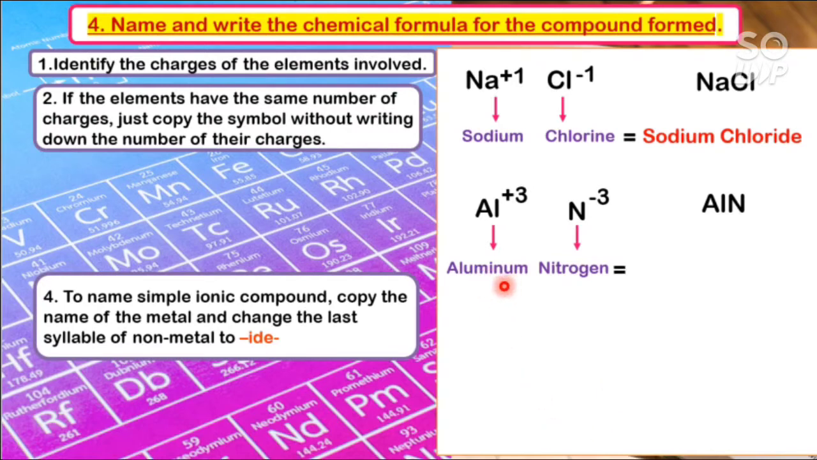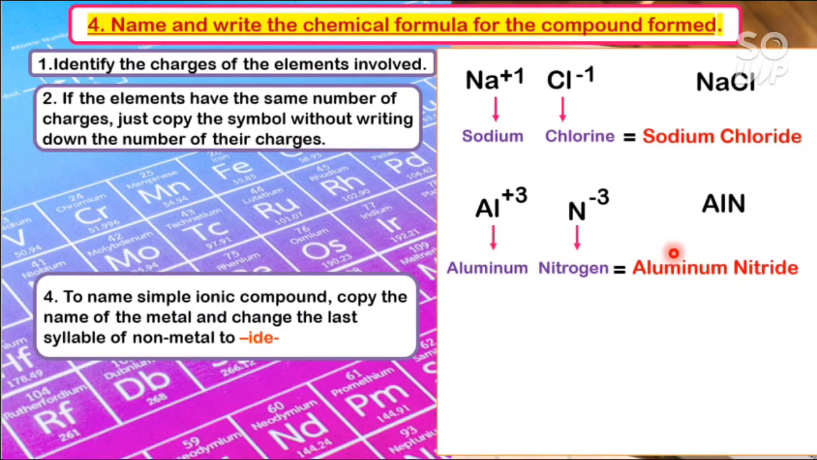Aluminum is the metal here, and nitrogen is the non-metal. So for aluminum, we have to copy that because it is the metal, and then we have to change the last syllable of nitrogen to IDE. That's why it becomes aluminum nitride. Get it? But how about if the charges are not the same?